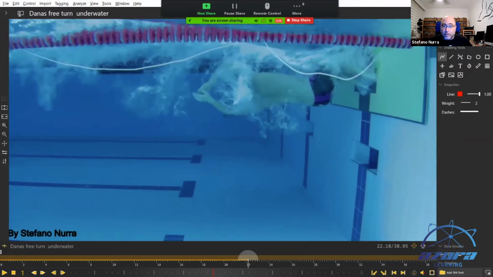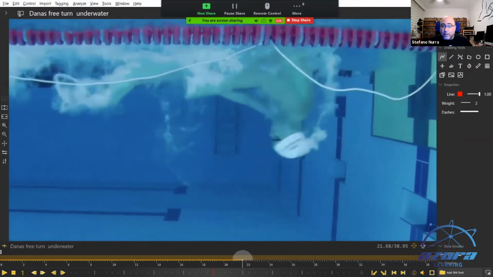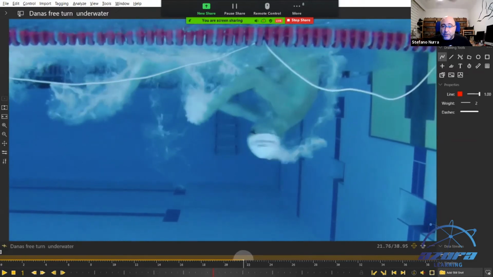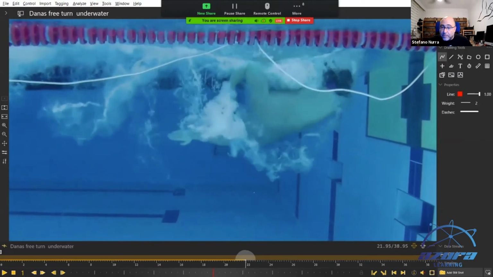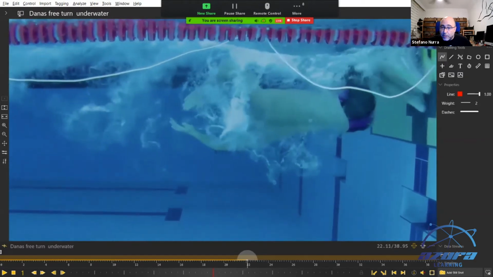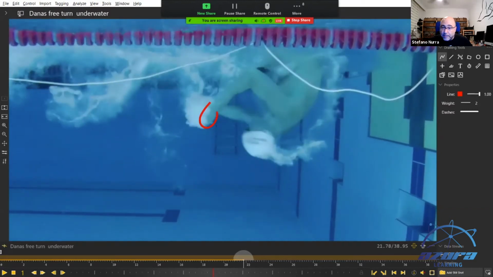Wait, we can try like this. I come back a little bit. Okay, try to check the arms action. So it is moving, looking for the balance of the body. Can you see? Try to follow the action of this hand.